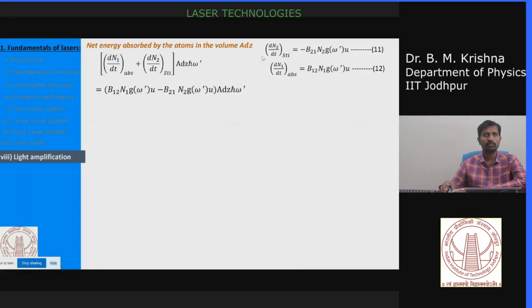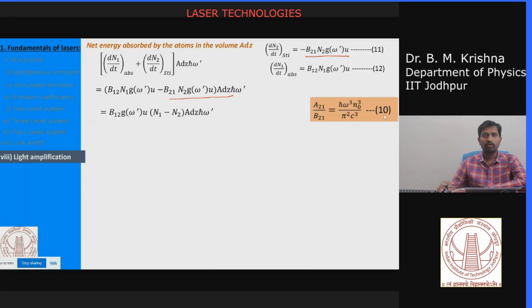For dN1 by dt, absorption is minus B12 N1 g of omega prime U. For the stimulated emission, the factor is B21 N2 g of omega prime U, along with the volume component and energy component. Now I am taking B12, g of omega prime and U common, so you will get N2 minus N1, times A dz h omega prime.